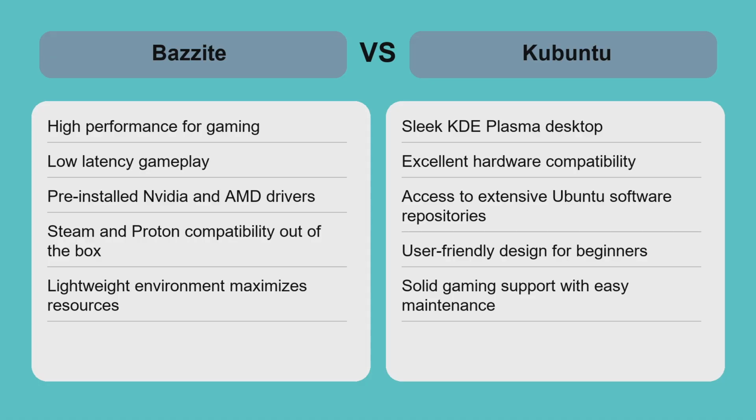In real-world use, Bazzite's performance edge benefits competitive gaming and newer titles, while Kubuntu's stability and ease suit casual gamers and those new to Linux. The trade-off is between specialized gaming performance and a balanced, user-friendly environment.